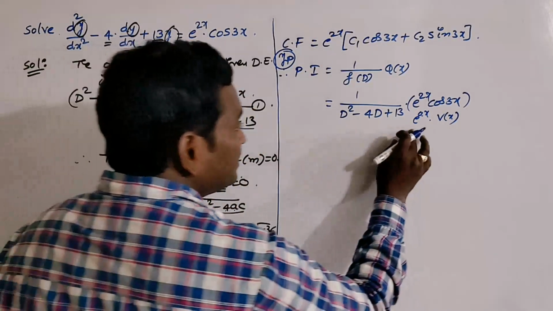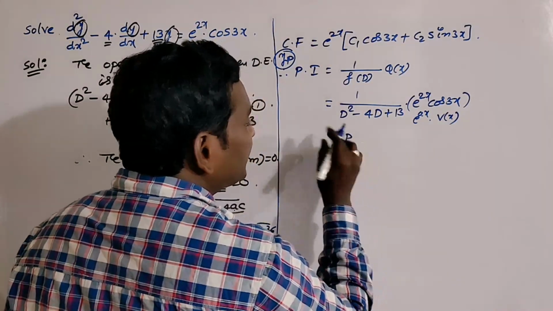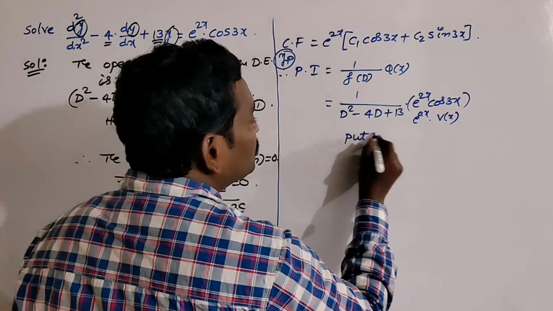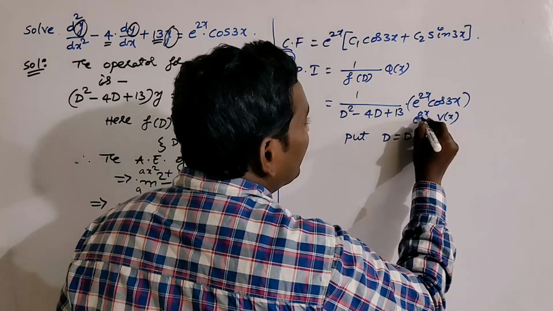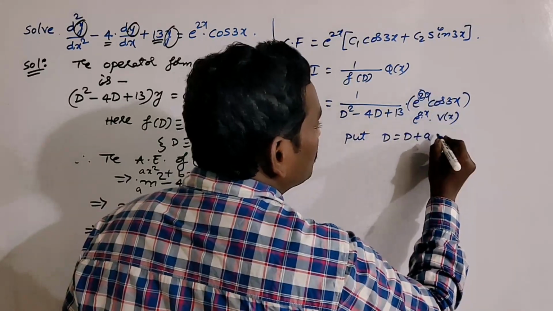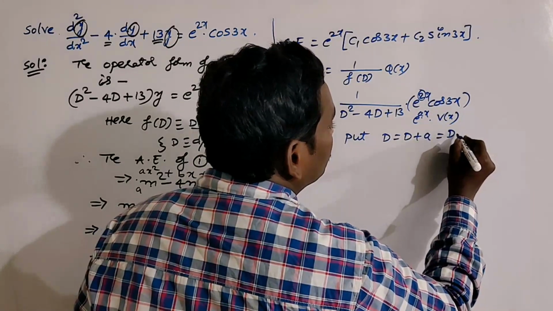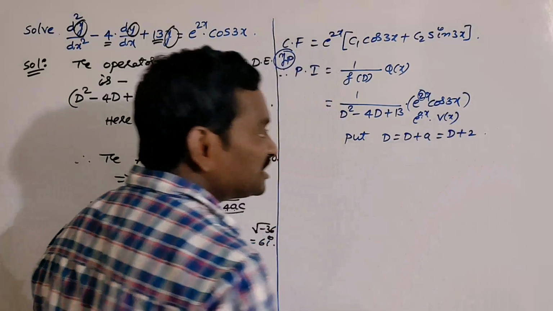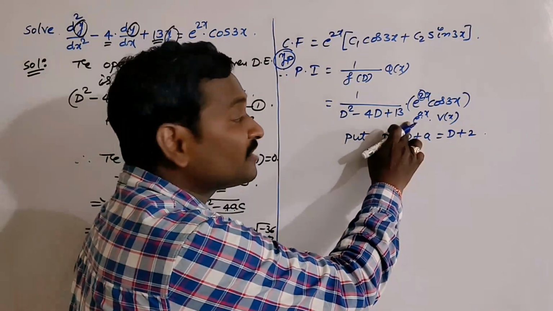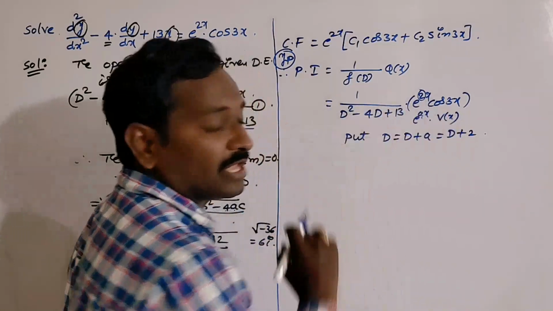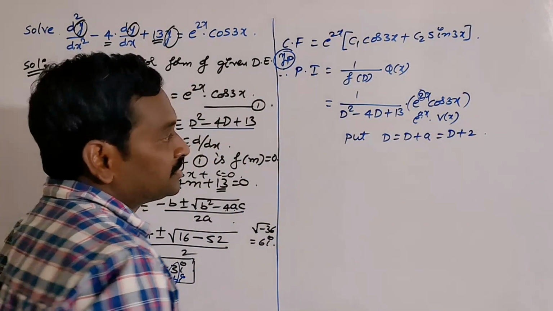Okay, in this case what is the rule to eliminate capital D? First of all we should replace D is equal to D plus a. What is the a value here? 2. So D is equal to D plus 2. This is the rule to eliminate capital D whenever the right hand side is in the form of e power ax into v of x. Okay, don't forget it.